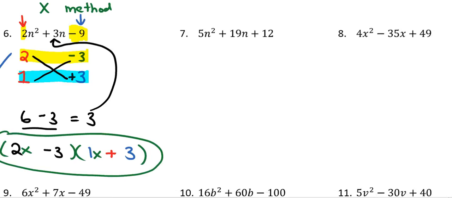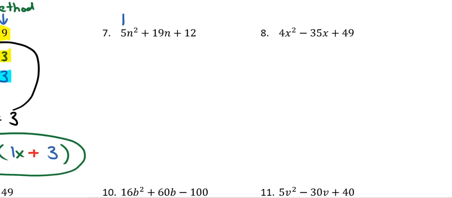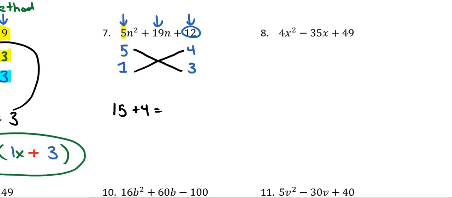Okay, moving on to the next question. Because there's a 5 here and a 19 and a 12, I can't factor anything else, so I will use the x method again. So two numbers that multiply to 5, that's going to be 5 and 1. And then I need two numbers that multiply to 12, so I'll use 4 and 3. And then I create my x. 5 times 3 is 15. And 1 times 4 is positive 4. Does that give me 19? It does. It does match that middle term.